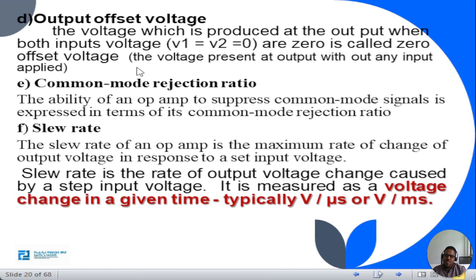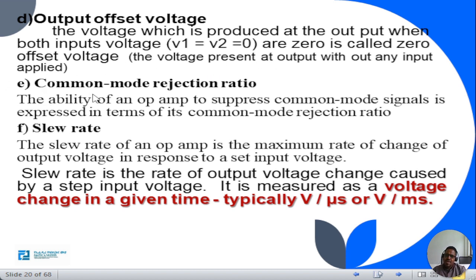R0 is the offset voltage, the voltage present at the output without any input applied. That's what I see in the pin configuration of the op-amp. Pin number 1 and pin number 5 are for offset adjustment. So without any applied input voltage, we can get some millivolts or microvolts in the output, or in the voltage difference.